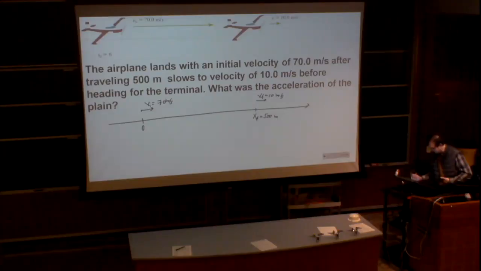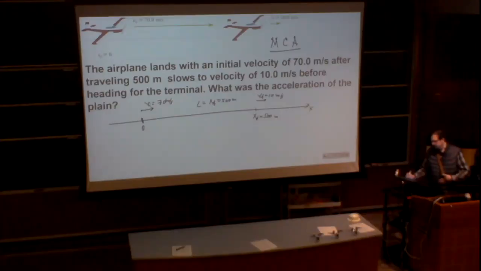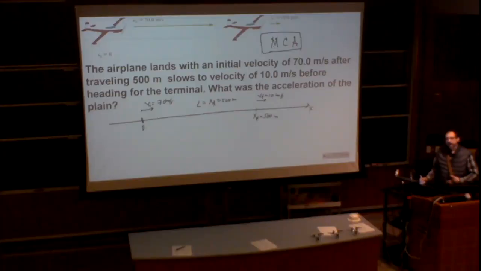So distance traveled will be equal to 500 meters. Anyway, first we have to make a statement about the nature of this situation. And the nature of the situation is motion with constant acceleration. So what do we know about motion with constant acceleration? Short answer, everything. Longer answer, the velocity equation and the motion equation.